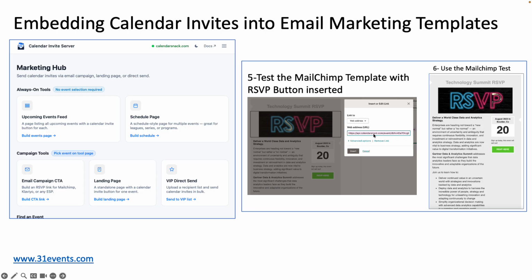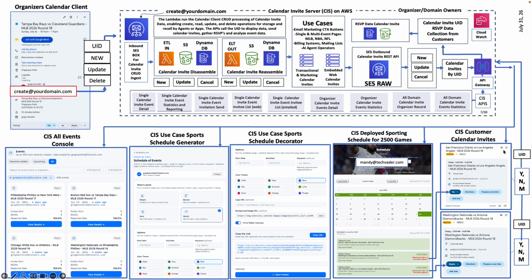This example here is a MailChimp. You would stuff the call to action button in here. You insert it, and when somebody receives the MailChimp campaign, they just click the button here and they're sent a calendar invite, which we track.